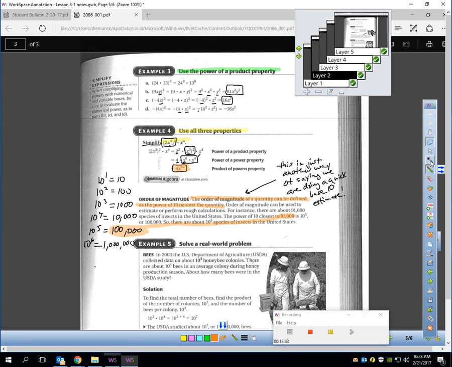So you notice they wrote that here. There are 10 to the fifth species of insects in the United States. Order of magnitude is simply taking your number and rounding it to the closest base 10.